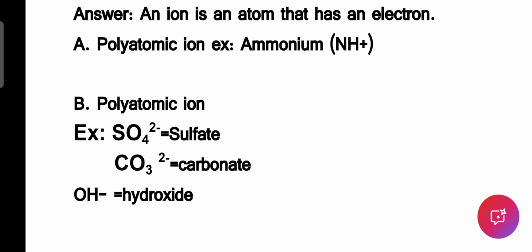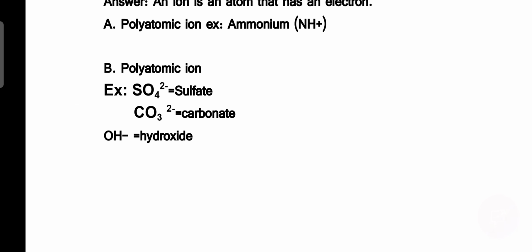Polyatomic positive ion is also called as cation. Polyatomic anions are many. For cation, only ammonium is the example. For anion, there are many examples given. SO4 2 minus sulfate ion, CO3 2 minus carbonate ion, OH minus, that is hydroxide ion.